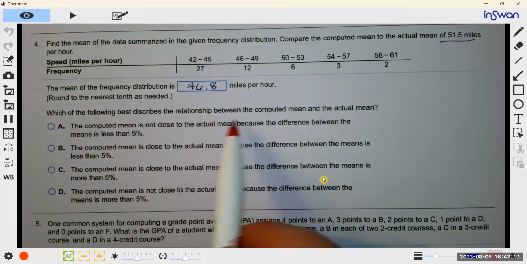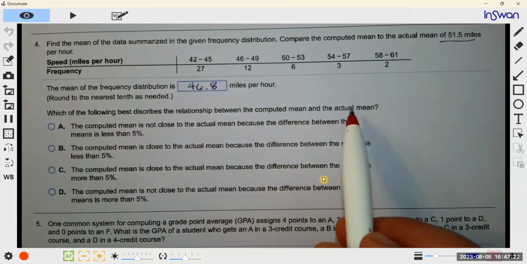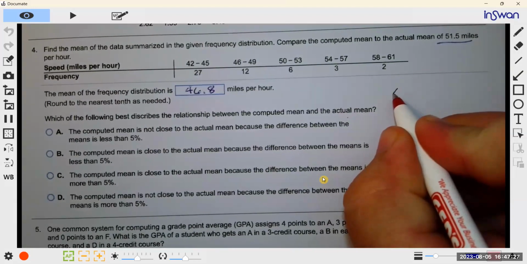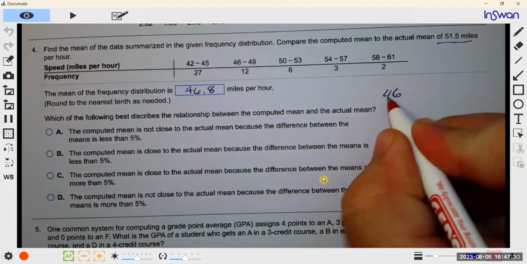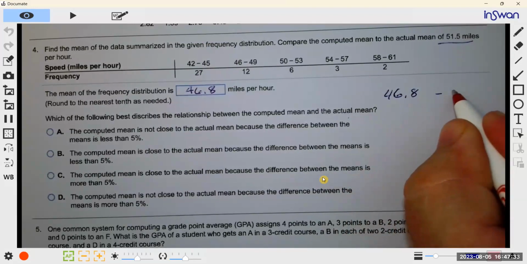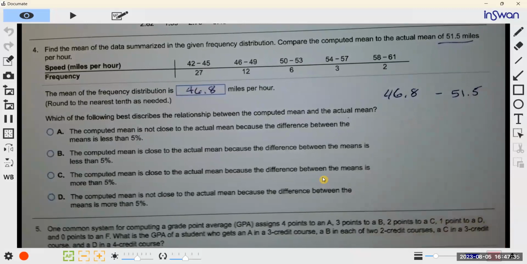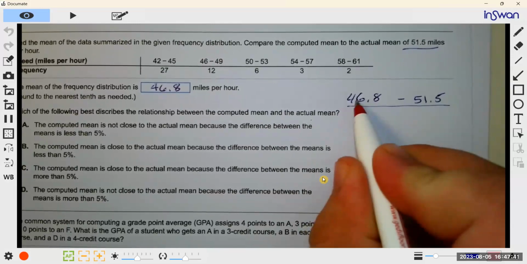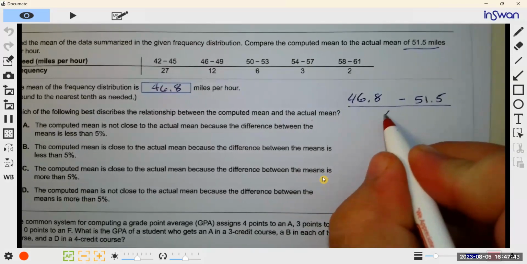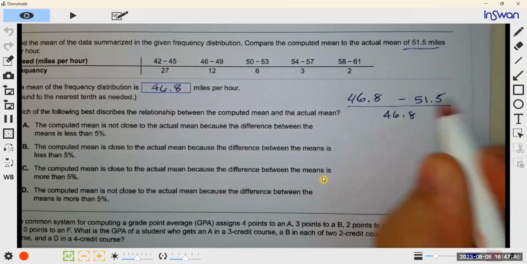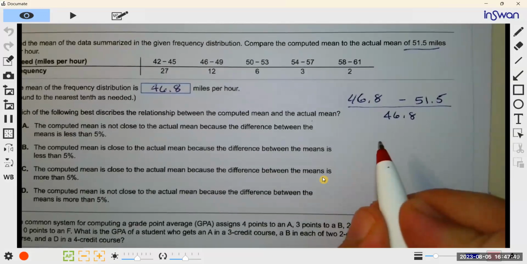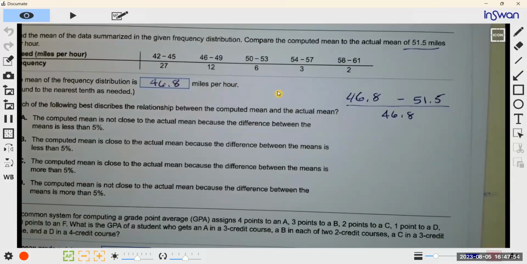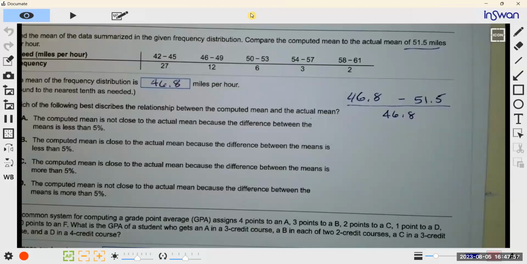Which of the following best describes the relationship between the computed mean and the actual mean? So what we have to do is we have the computed mean, 46.8, to the actual mean. The way you do that is find the difference between the two and divide it by the number you started off with. So it went from 46 to 51. Let's see how big of an increase it is. So back to my calculation.